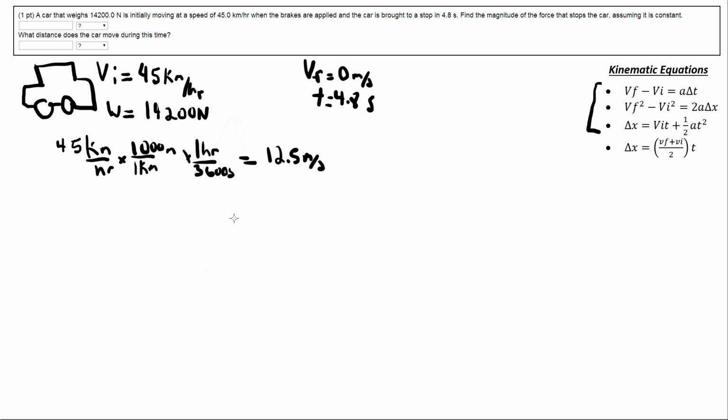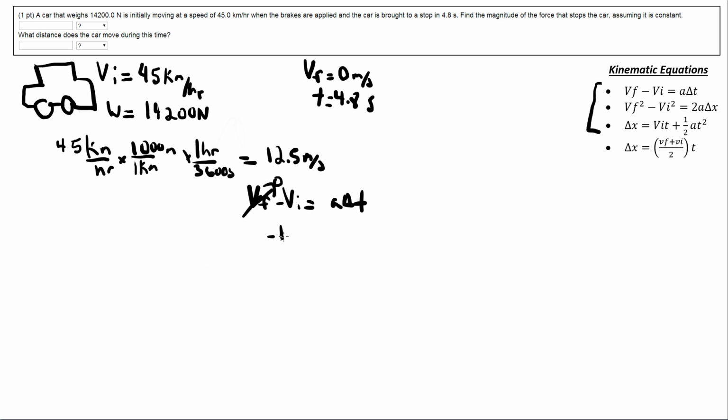Now, we know that our final velocity is 0 in the x. So what we can start off with is the following equation, VF minus VI is equal to A delta T. We know that our final velocity is 0, and we know that our initial velocity is 12.5 meters per second. We can find our acceleration from this. So let's write it out. Here we have VF minus VI is equal to A delta T. The final velocity goes to 0, we're left with initial velocity, and we're solving for acceleration.